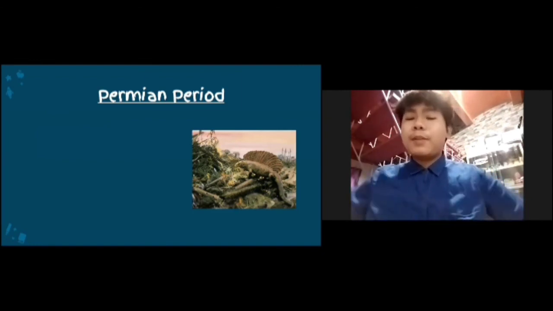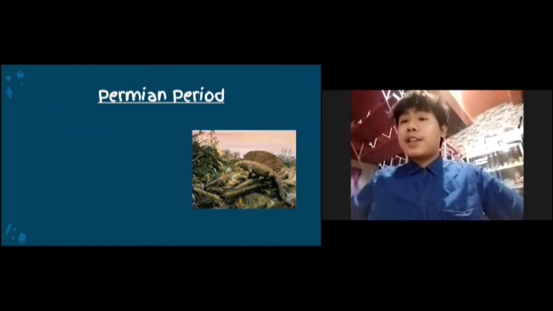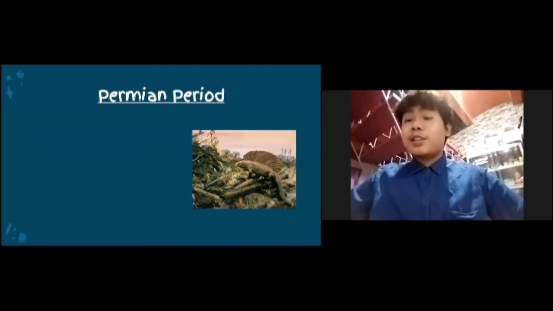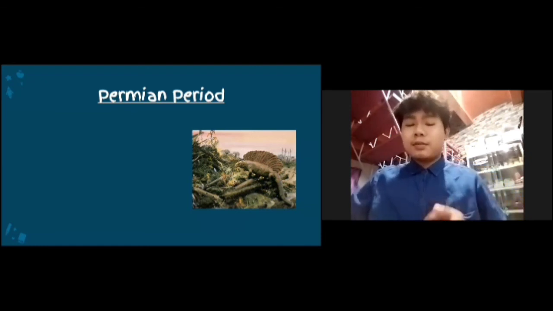Permian period. Permian period in geologic time, the last period of the Paleozoic era. The Permian period began 298.9 million years ago and ended 252.2 million years ago, extending from the close of the Carboniferous period to the outset of the Triassic period. During the Permian period, Earth's crustal plates formed a single massive continent called Pangaea. The most devastating incidents of mass extinction in Earth's history marked the end of the Permian period.